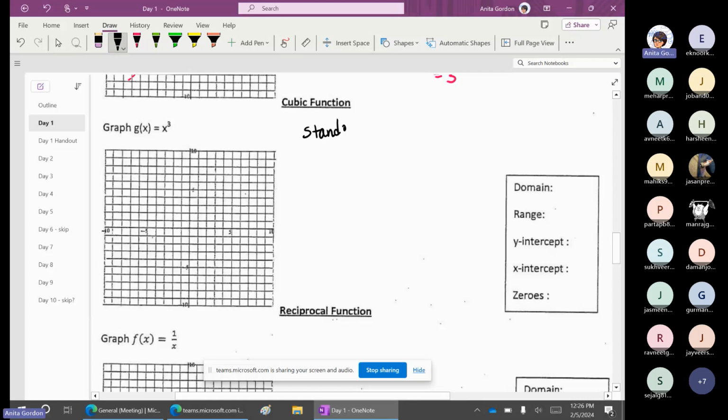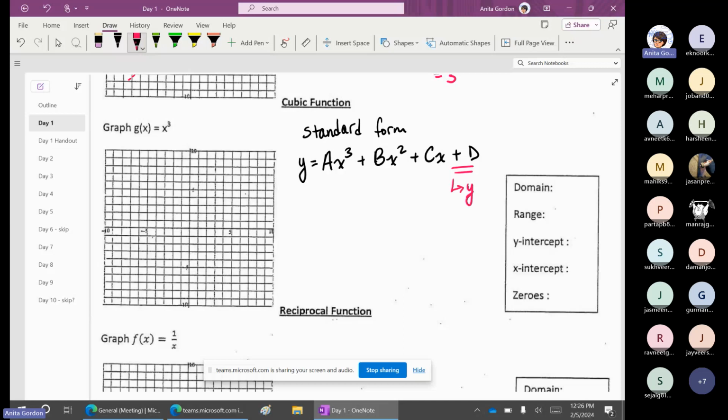Standard form, we are going to have y equals ax cubed this time plus bx squared plus cx plus d. Because now we have a cubic instead of a quadratic, we have one extra x, so one extra term. And just like with quadratic, this is going to be your y-intercept.